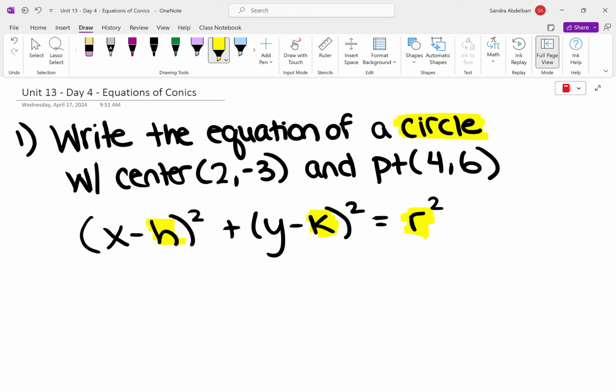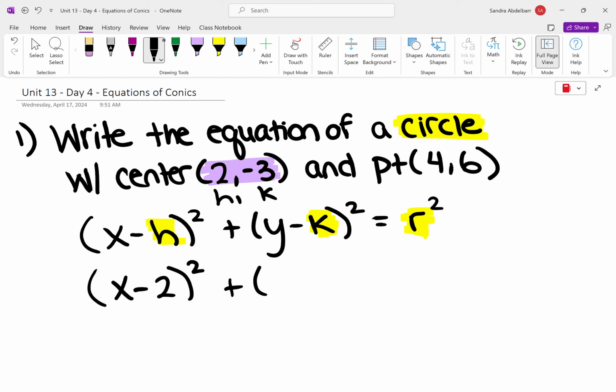Nice thing is, we were given the center, and doesn't the center represent h, k? So now I'm going to plug in that center. So we have x minus 2 quantity squared plus the quantity of y minus negative 3, which is positive, y plus 3 quantity squared equals r squared. Is this good enough? Can I leave it like this? No. I need a value for r.